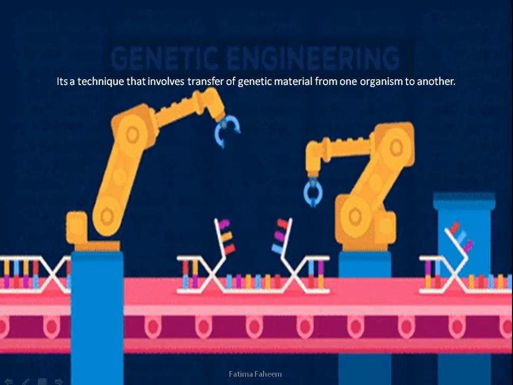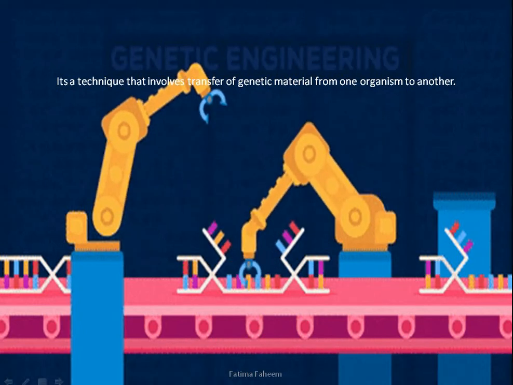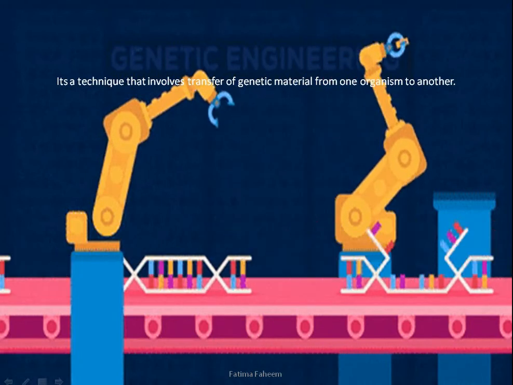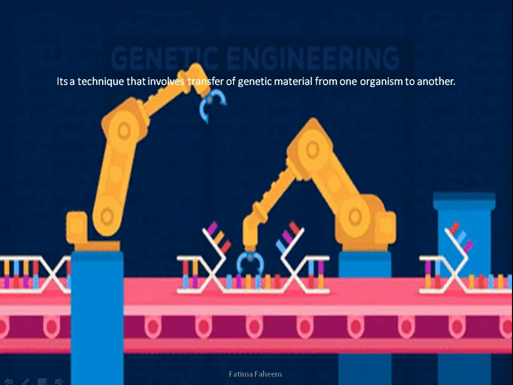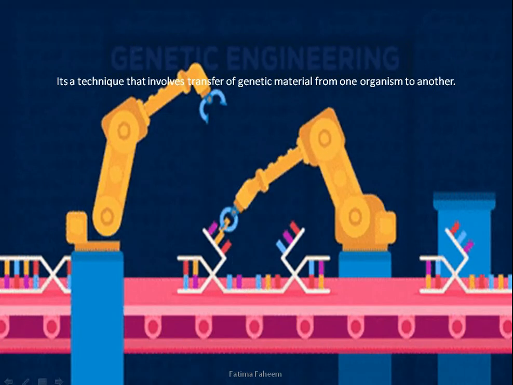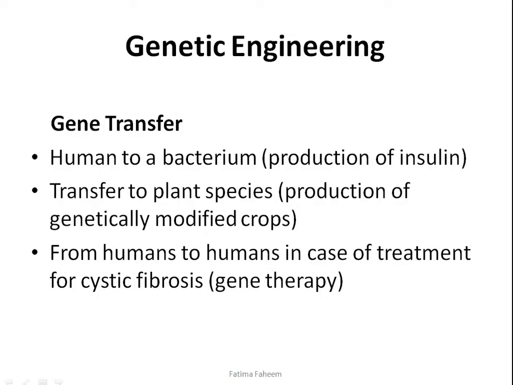Alright, this is the topic of genetic engineering, which is a technique where we transfer a gene or genetic material from one organism to another. It has several applications, which include the gene transfer of humans to a bacterium while producing insulin. Genetic engineering can also be used to transfer genes from one plant species to another. The crops produced as a result are known as genetically modified crops.